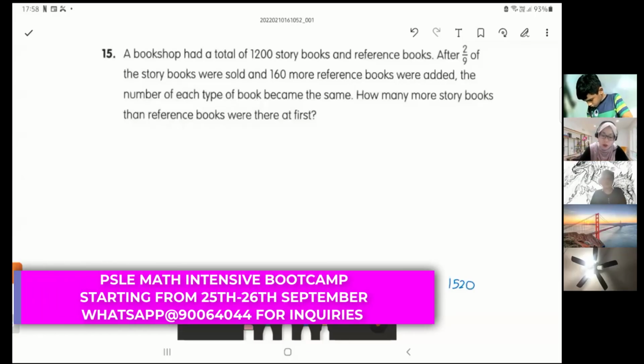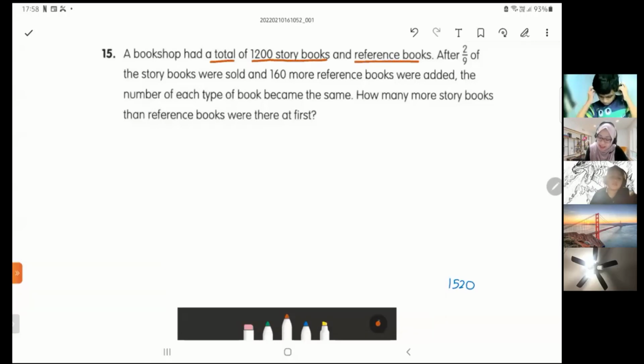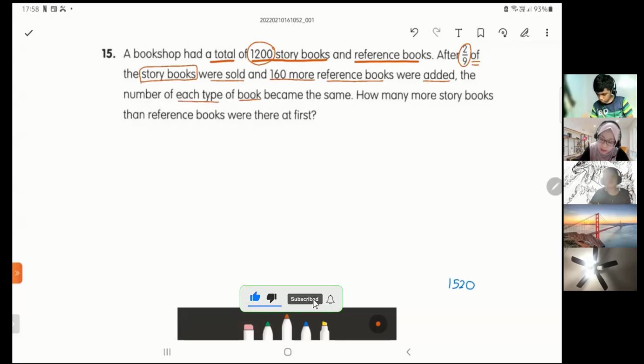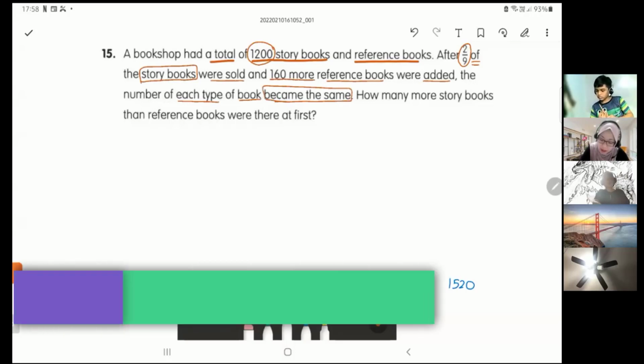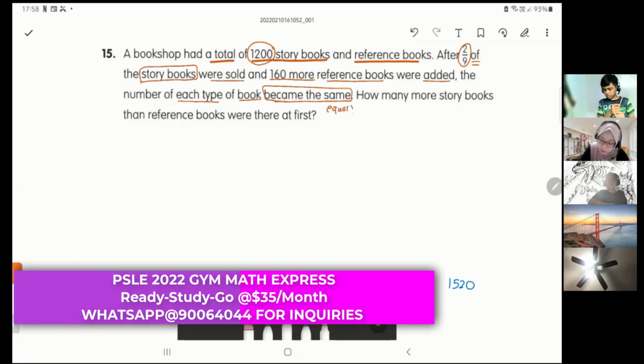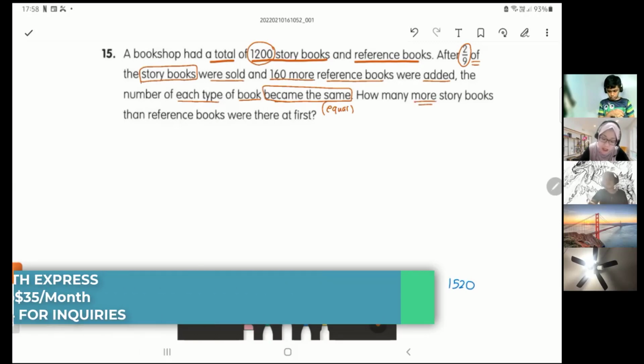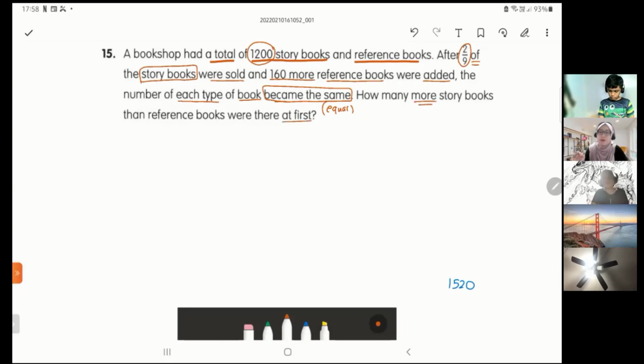A bookshop had a total of 1,200 storybooks and reference books. So this is actually the total of the two different sets of books. After 2/9 of the storybooks were sold and 160 more reference books were added, the number of each type of book became the same. In other words, equal. How many more storybooks than reference books were there at first?